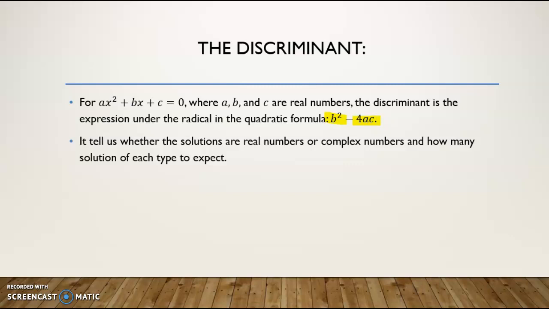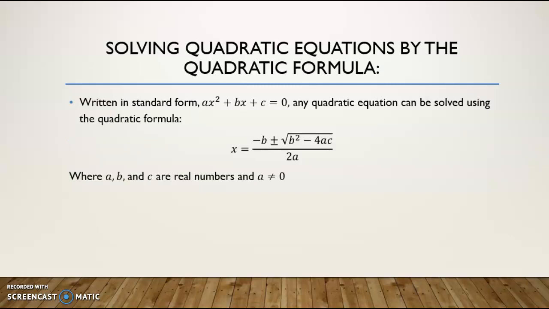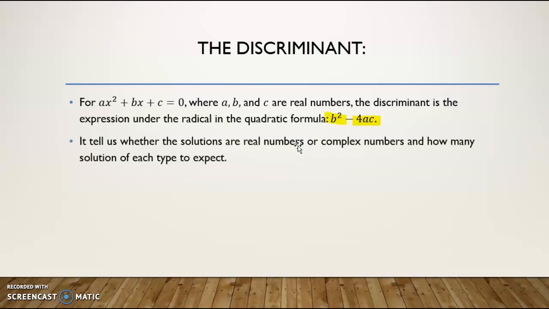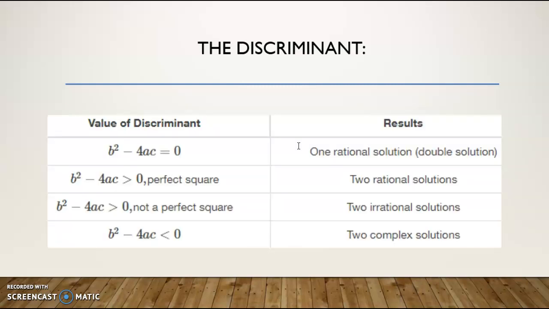So now remember our formula for quadratic formulas was this right here. Now, under the square root, this is the discriminant. That is what we're looking at right now. So what it does is it tells us whether the solutions are real or complex numbers and how many of those we have. So if the discriminant comes out to be 0, we have one rational solution.